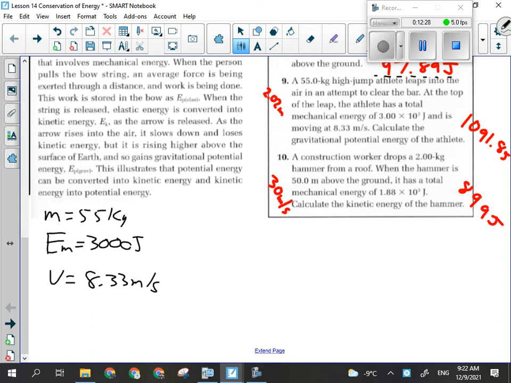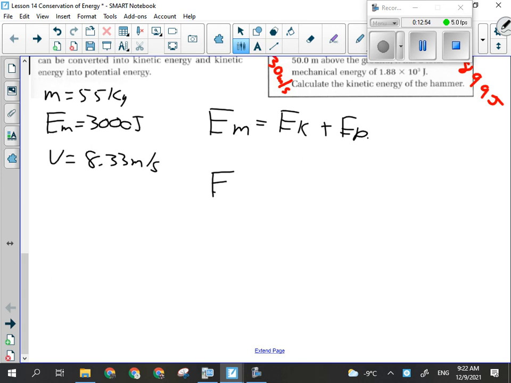That's what it is. Okay, we want to calculate the gravitational potential energy of the athlete. So we know that mechanical energy, which we have, equals the kinetic energy plus the potential energy. So I want to calculate the potential energy. How do I get it by itself? Subtract the kinetic energy. Right. Okay, so I'm going to go EM minus EK equals EP, and then I'm just going to plug in my numbers.